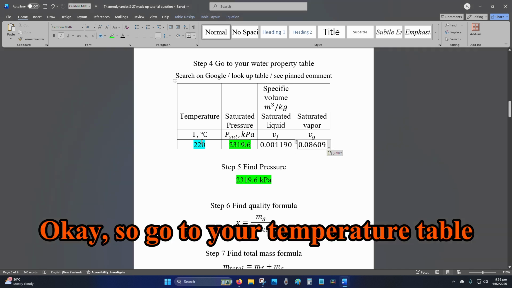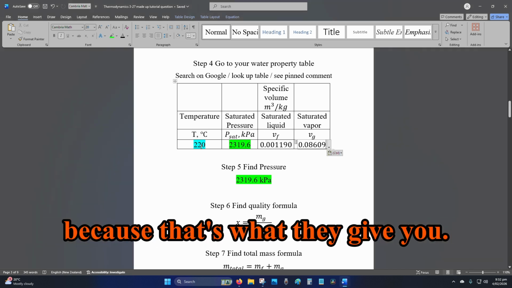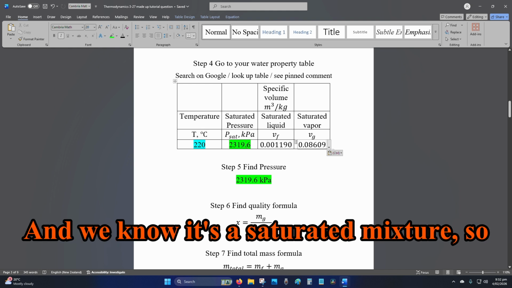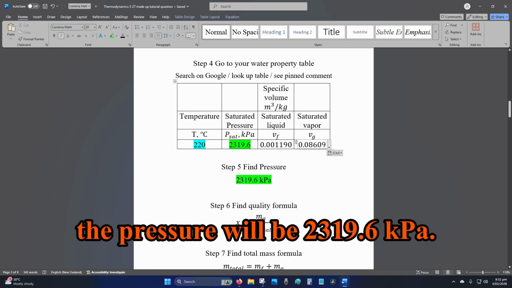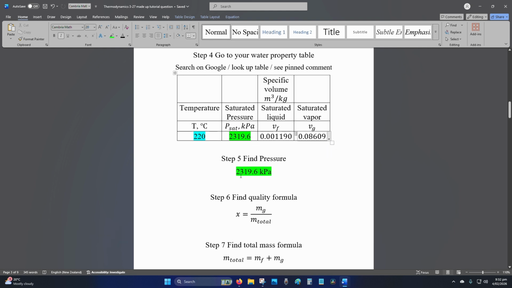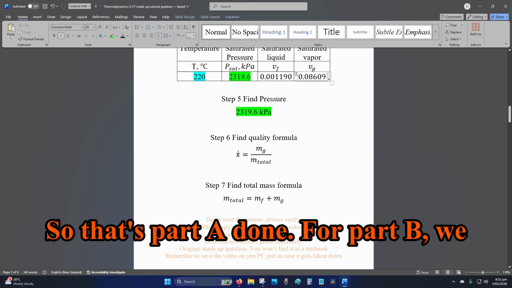Okay, so go to your temperature table because that's what they give you, and we know it's a saturated mixture, so the pressure will be 2319.6 kPa. So that's part A done.